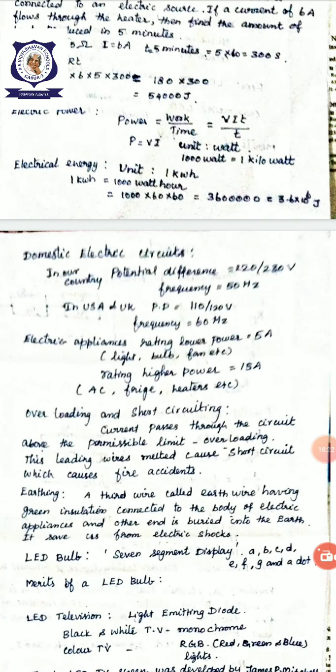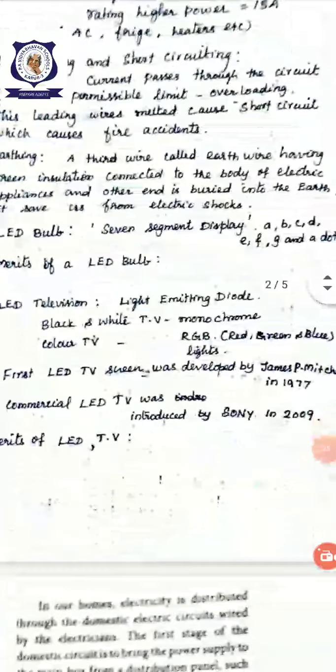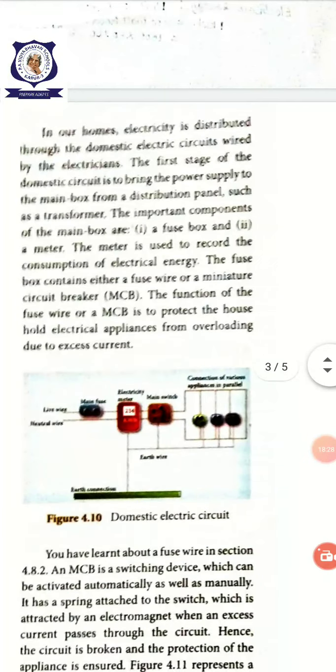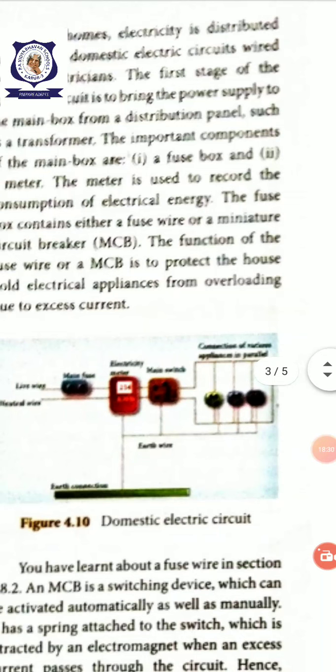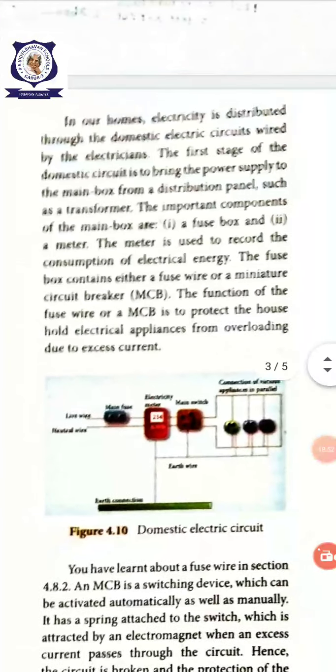And then see, in the domestic circuits, see what is it? Already I have shown. In the domestic circuit we use parallel connections. There are three colors of wires. One is live wire, another one is neutral wire, third one earth connection. So that one, we call it as 3 pins. We use only parallel connections. We include an earth connection and also a main fuse wire. That is already I told you.